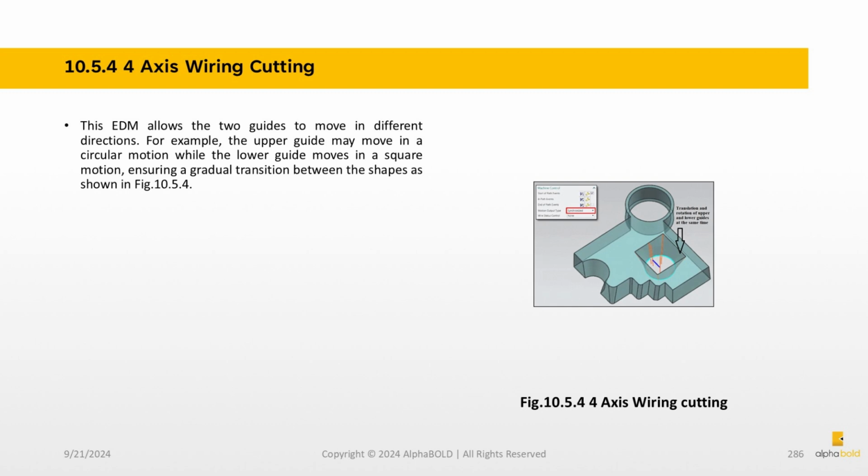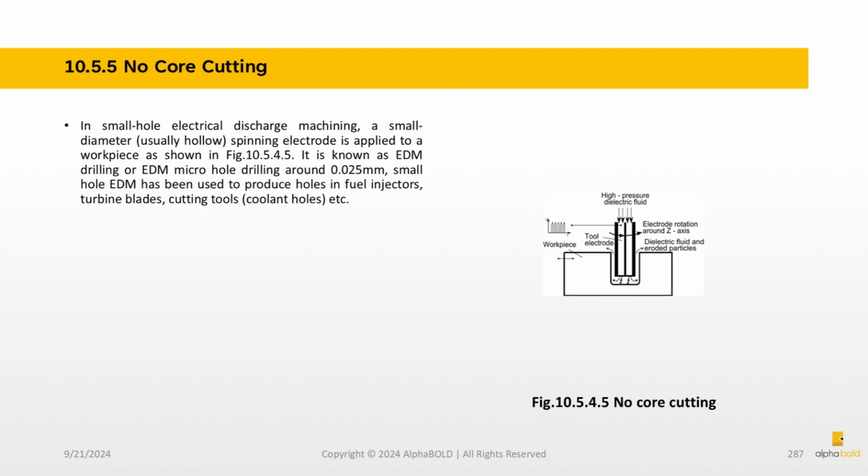4-axis wire cutting. This EDM allows the two guides to move in different directions. For example, the upper guide may move in a circular motion while the lower guide moves in a square motion, ensuring a gradual transition between the shapes. No core cutting. In small-hole electrical discharge machining, a small diameter, usually hollow, spinning electrode is applied to a workpiece. It is known as EDM drilling or EDM micro-hole drilling, around 0.025 millimeters. Small-hole EDM has been used to produce holes in fuel injectors, turbine blades, cutting tools, coolant holes, etc.